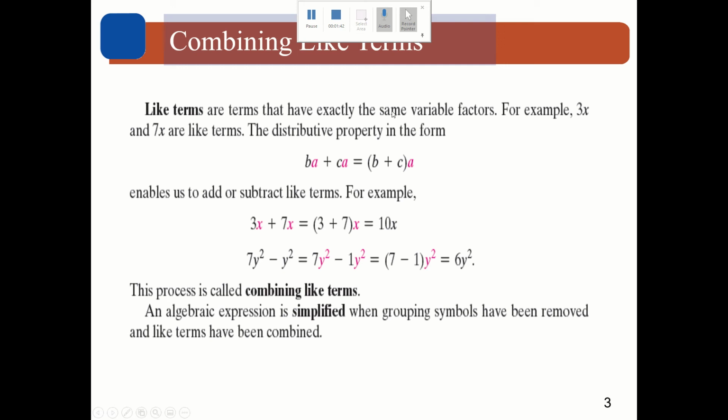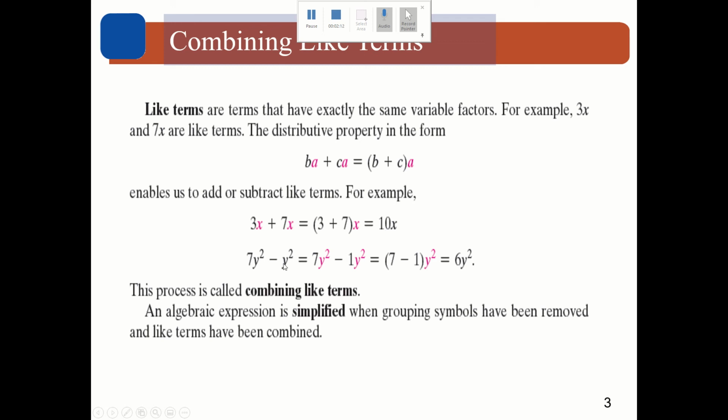Like terms are terms that have the exact same variable factors. For example, 3x and 7x are like terms, because if you look at their variables, an x and an x are exactly the same. That means you can add them. It's like adding apples and apples. If I have 3 apples and my friend has 4 apples, how many apples do we have together? We'd have 7 apples, right? So it enables us to add or subtract like terms. Like I said, 3 apples plus 7 apples, it's really like 3 plus 7, that'd give you 10 apples, right?